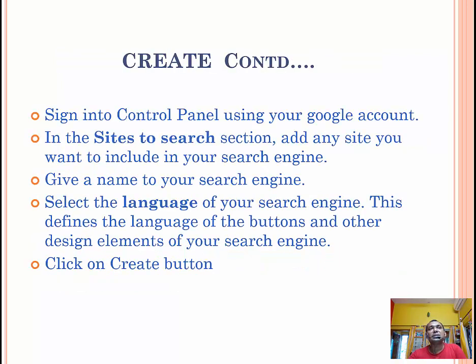First of all, sign in to your Google account, Gmail account, and go to Google CSE, that means Google Custom Search Engine, and an interface will appear. There you will find some options. In the sites to search section, add any site. Initially you have to add one site you want to include in your search engine. Next, give the name of your search engine, and after that select the language of your search engine. This will define the language of the buttons and other design elements of your search engine. Now click on the create button.